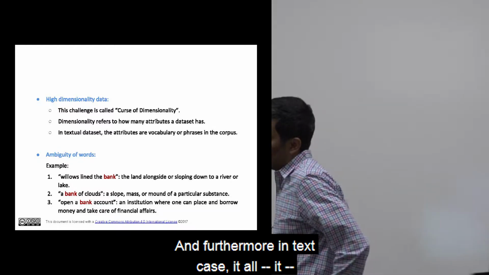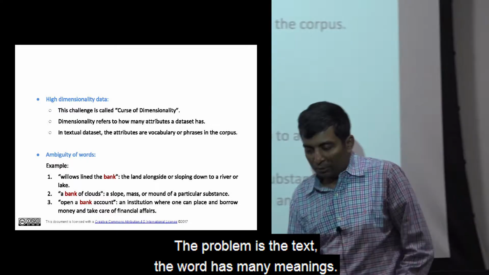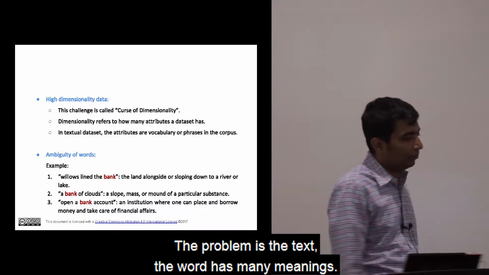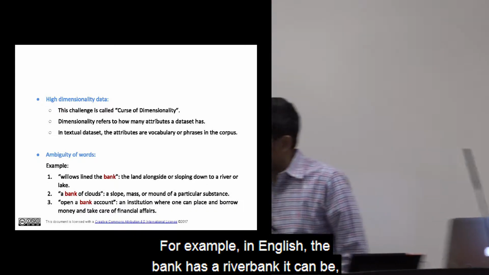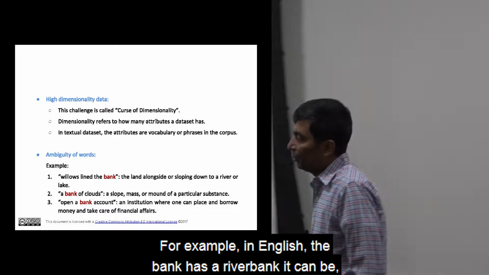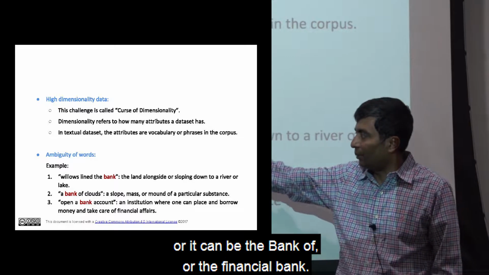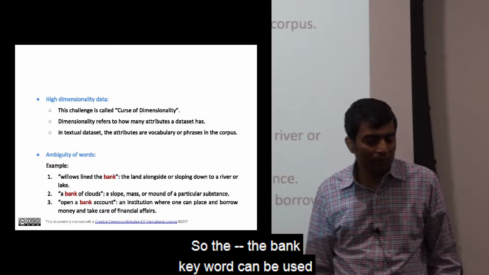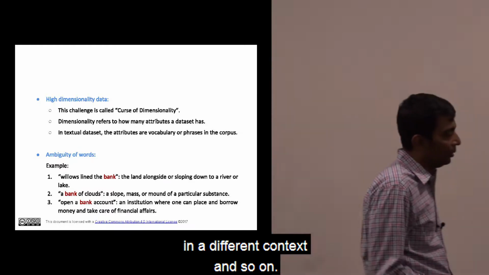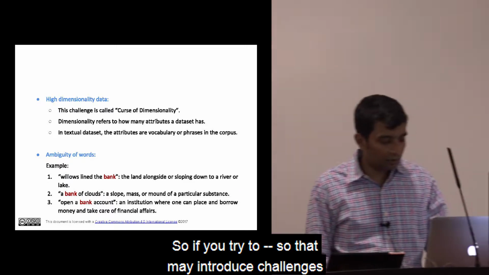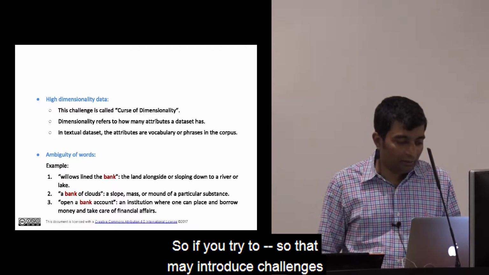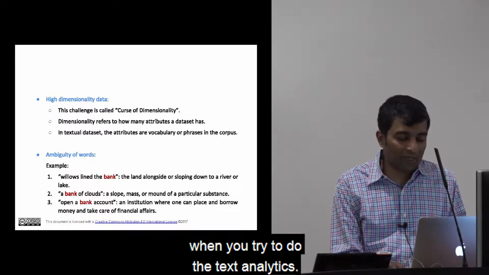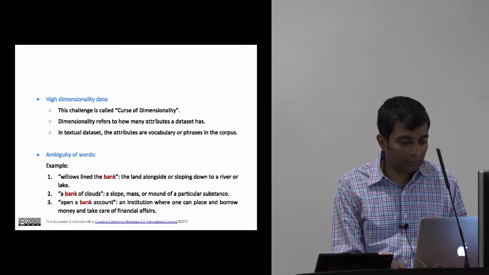And furthermore, in the text case, it introduces another problem. The problem is that a word has many meanings. For example, in English, bank can be a river bank, or it can be the financial bank. So the keyword bank can be used in different contexts, and that may introduce challenges when you try to do text analytics.